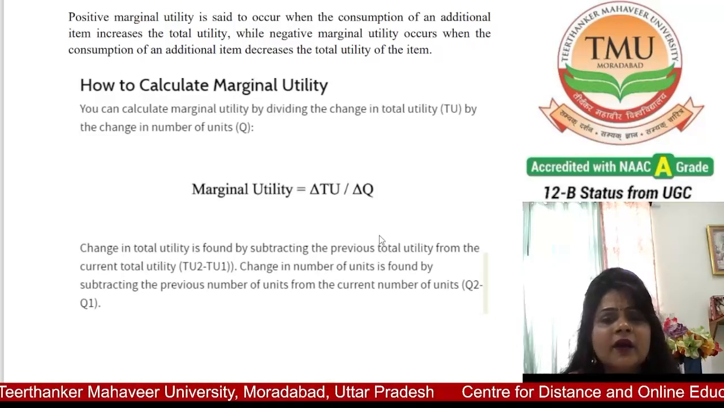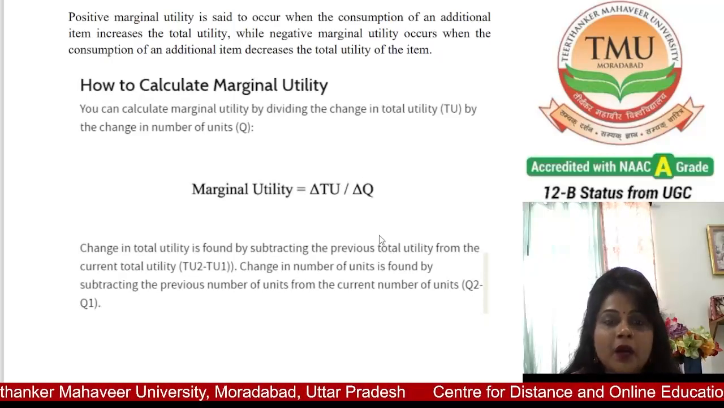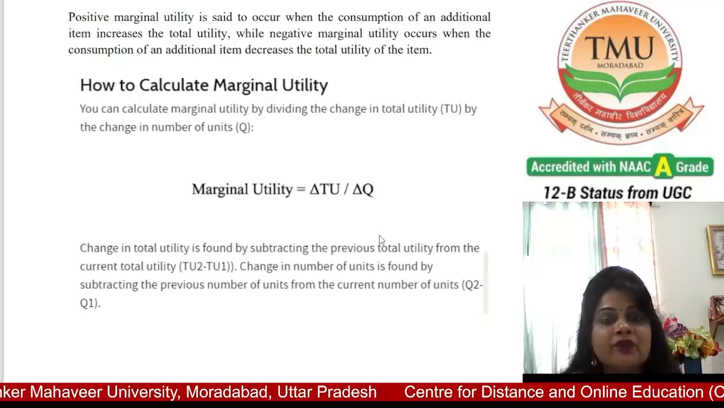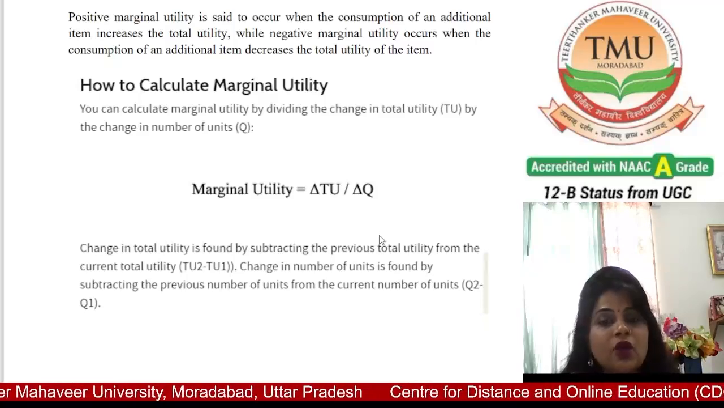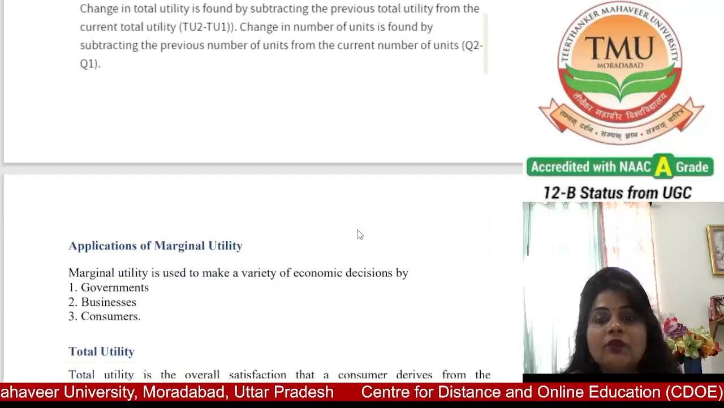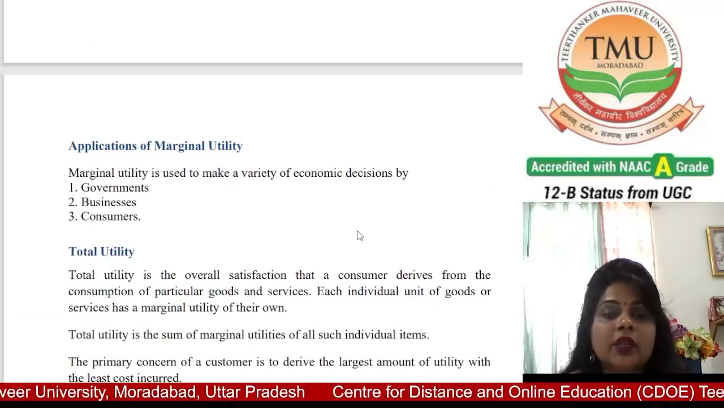It means TU2 minus TU1. The change in number of units is found by subtracting the previous number of units from the current number of units. I think you have understood how we can find out the marginal utility.